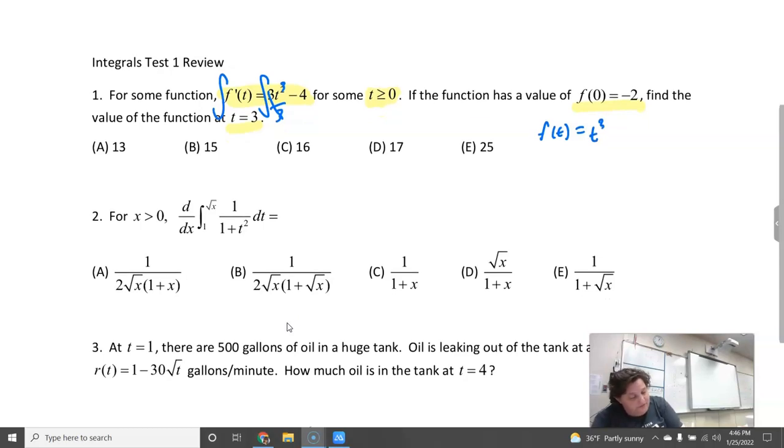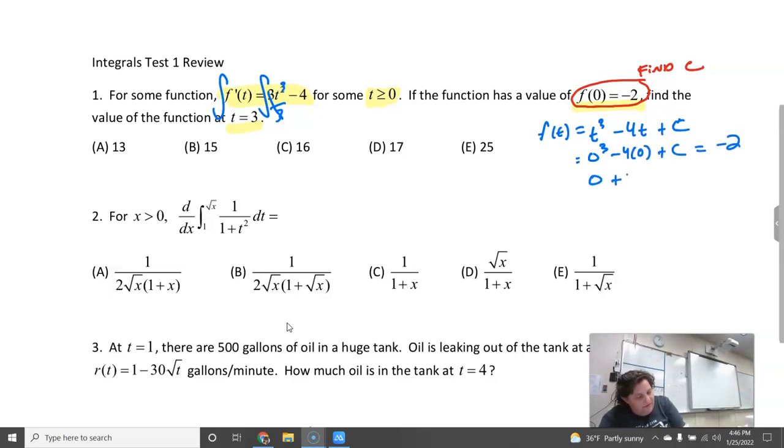Remember how 4 goes to 4t. And then I have a constant, okay? So when we do integrals, we're going to be doing plus a constant. Now, this piece of information right here is what allows me to find the constant, okay? So I'm going to say, okay, f of 0 means I'm plugging in 0 for t, and it should equal negative 2. So 0 plus 0 plus c equals negative 2, so c equals negative 2.